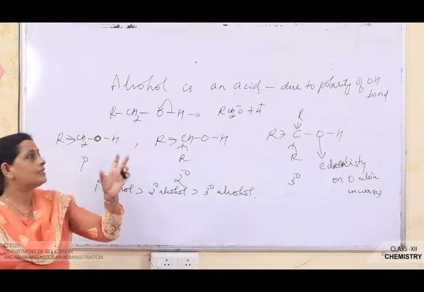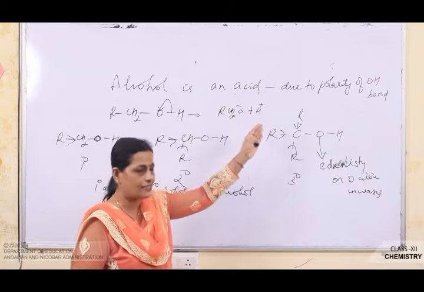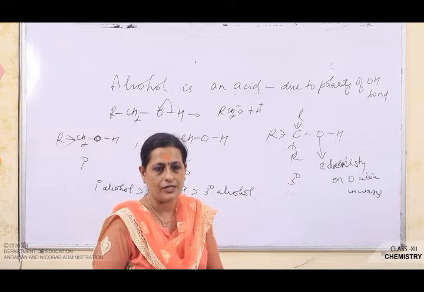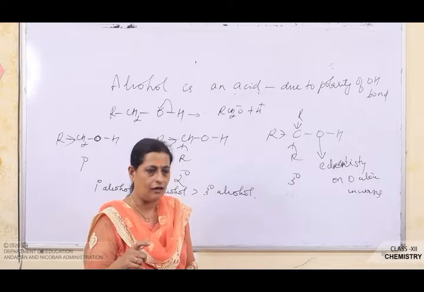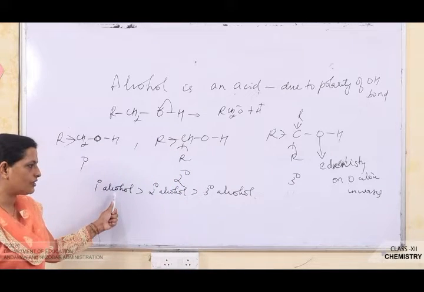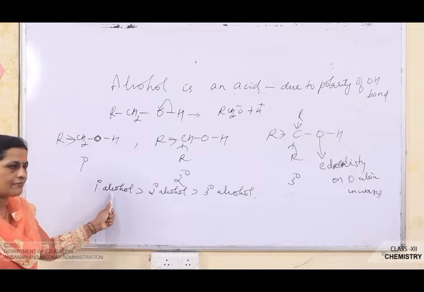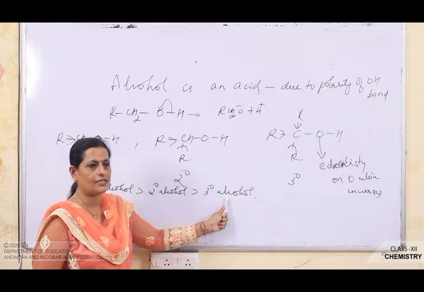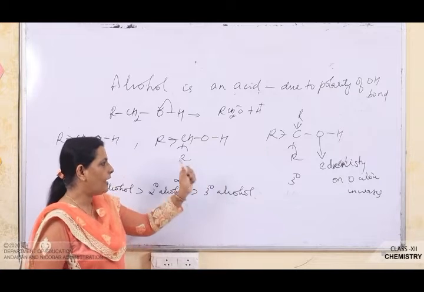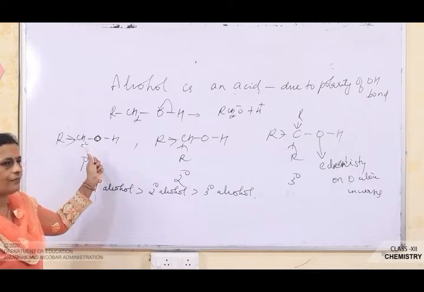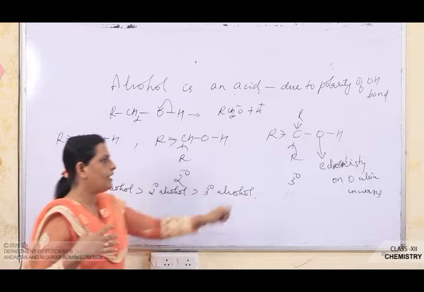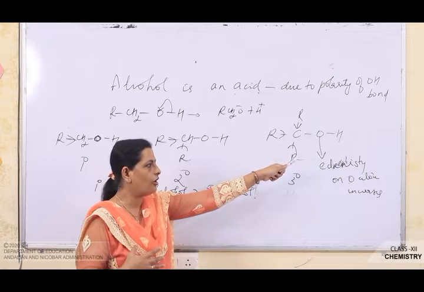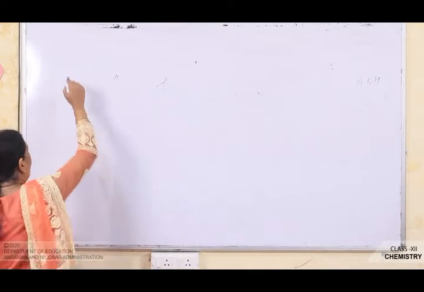So whenever you are asked to give the reason why alcohol acts as an acid, the answer you will write is that it is due to the polarity of the OH bond. And when we compare the three classes of alcohols, primary alcohol is the strongest acid because the polarity of the OH bond is maximum, and tertiary alcohol is the weakest because the polarity of the OH bond is least. Polarity we explain on the basis of which effect? Plus I effect. Greater the plus I effect, the electron density on the oxygen atom increases and therefore the polarity of the OH bond decreases.